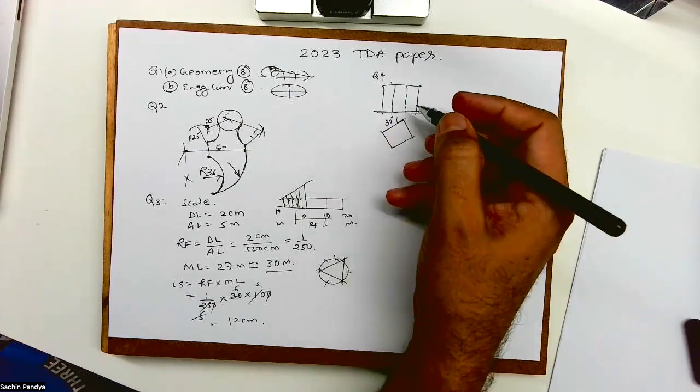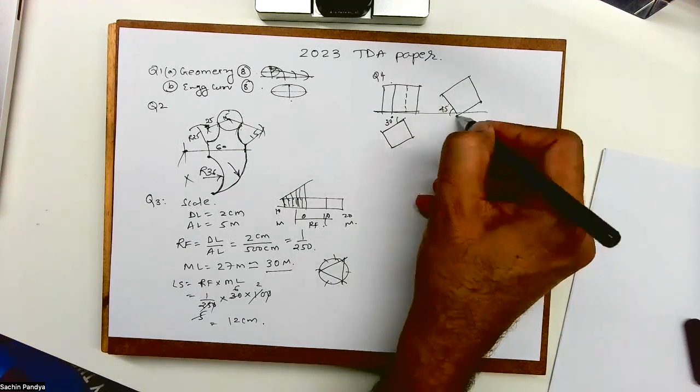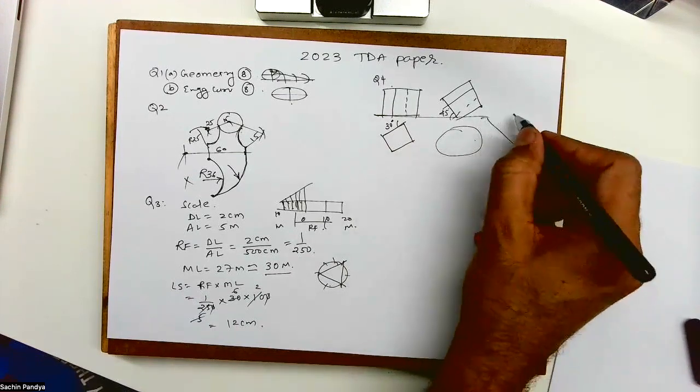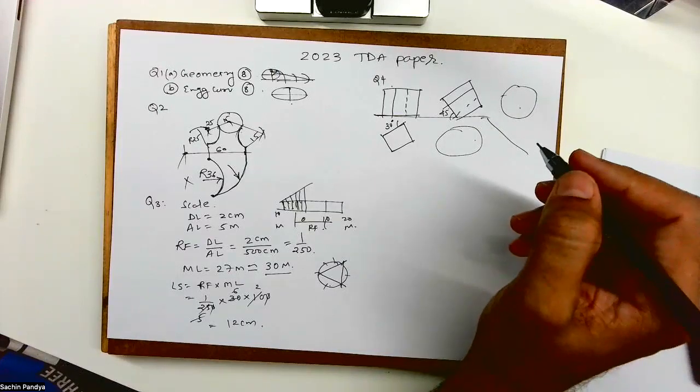Now they said axis inclined at 45, so the base will be inclined at 45. You will draw like this. Then you get the top view here and you draw 45 degrees, and you draw the side view here. So this is how it will come. Then we have oblique.